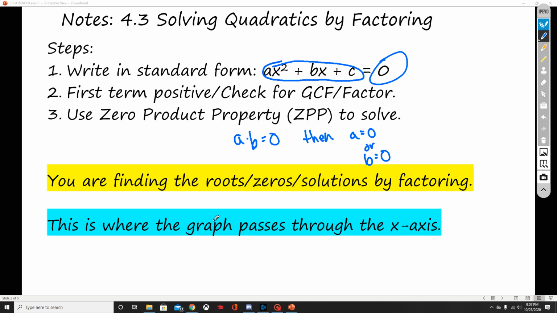So when we're factoring here, keep in mind, when we're looking for the zeros, the roots, the solutions, these are all the same thing. Roots, zeros, and solutions. This is also where our graph passes through the x-axis. These solutions we're finding to these equations also represent where this graph, ax squared plus bx plus c equals y, would pass through the x-axis. These solutions are x-intercepts. They have a lot of different names: roots, zeros, solutions. They're also x-intercepts.